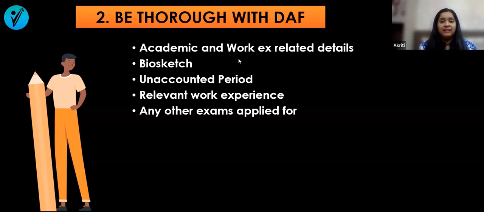So, what exactly does a DAF contain? It contains your academic and work ex related details. It has your bio sketch. It has details about the unaccounted period. Unaccounted period is nothing but your gap year. You are required to define the gap years, gap time. Like even if it is 3 months or 6 months of gap between two courses, you need to specify the dates and why did you take this gap year or what did you do during this gap year.